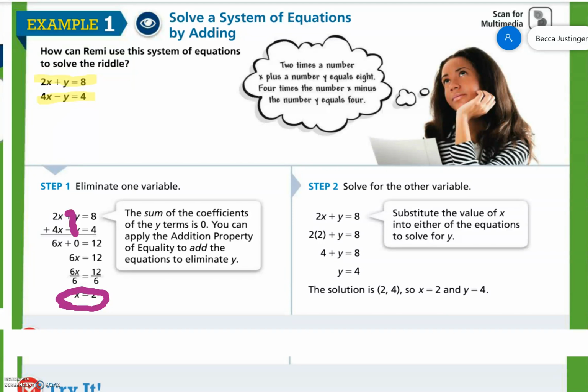Remember, we're trying to find x and y. So you choose one of the equations. It doesn't matter which one. They chose the first equation, so they wrote 2, and instead of x, they put in a 2, because that's what we just found out that x was. And 2 times 2 equals 4, plus y equals 8. Subtracting 4 from both sides, cancels out on the left, and we get y equals 4. So the solution is 2, 4, or x equals 2 and y equals 4.